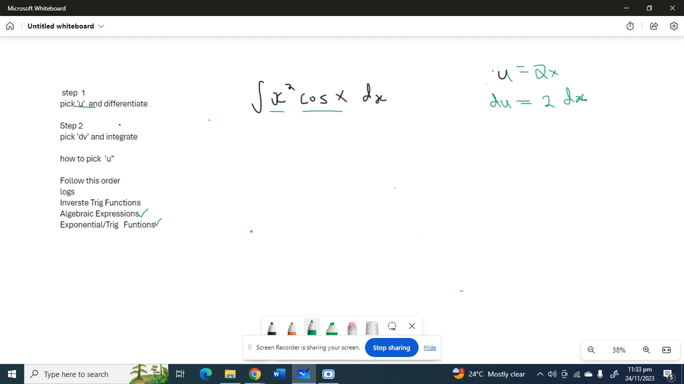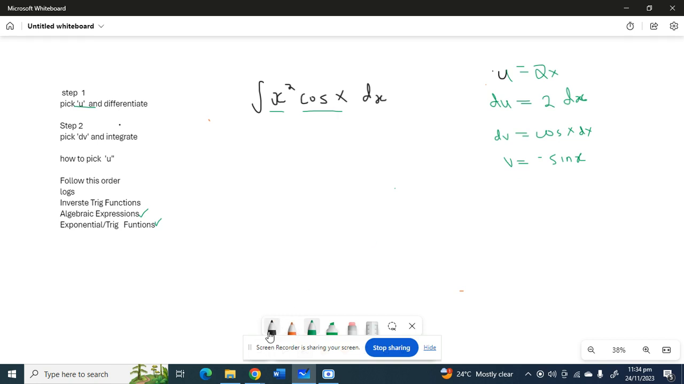All right, the second step, we need to pick our dv. And dv this time is going to be cos x. We need to integrate dv. All right, so v, when we integrate dv, we get our v. So when we integrate cos x, it becomes sine x. No need to put the plus c here. All right, just leave it like this.